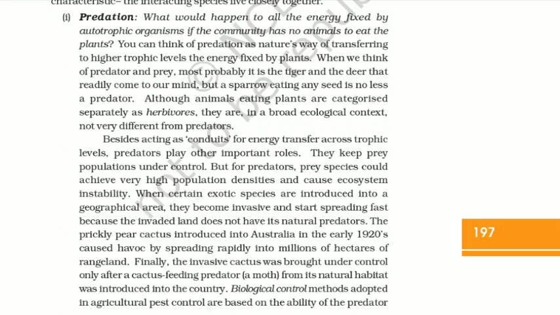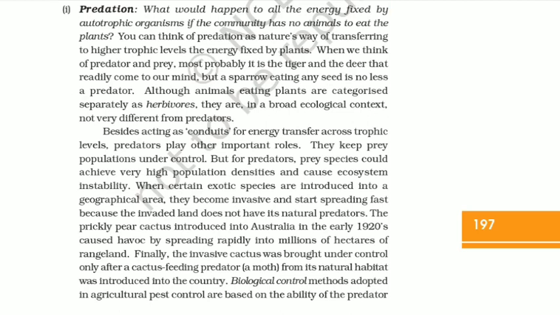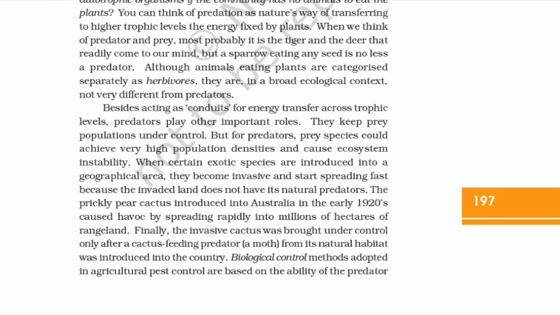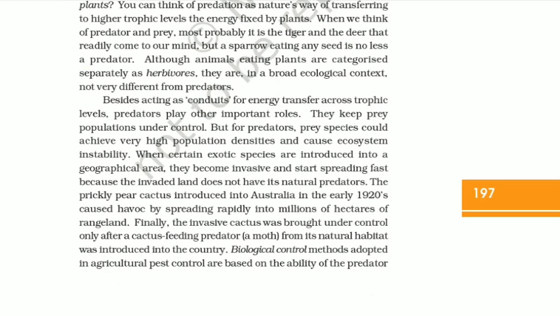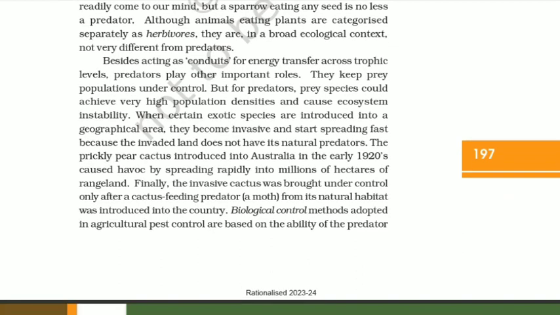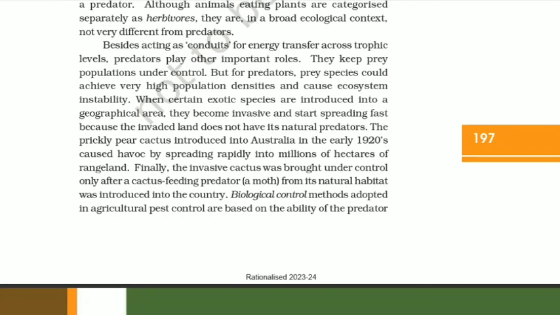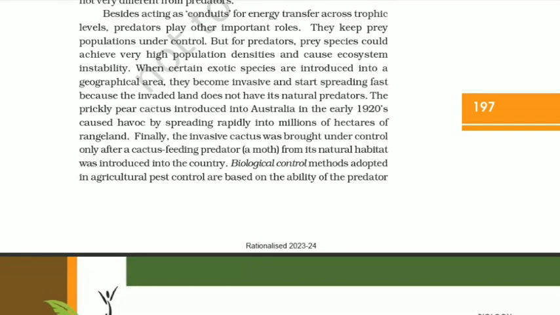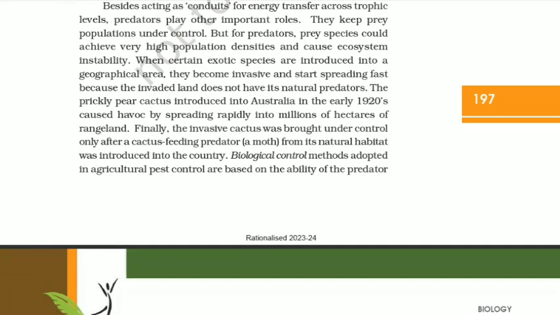Number one, predation. What would happen to all the energy fixed by autotrophic organisms if the community has no animal to eat the plants? You can think of predation as nature's way of transferring to higher trophic levels the energy fixed by plants. When we think of predator and prey, most probably it is the tiger and the deer that readily come to our mind. But a sparrow eating any seed is no less a predator. Although animals eating plants are categorized separately as herbivores, they are, in a broad ecological context, not very different from predators.